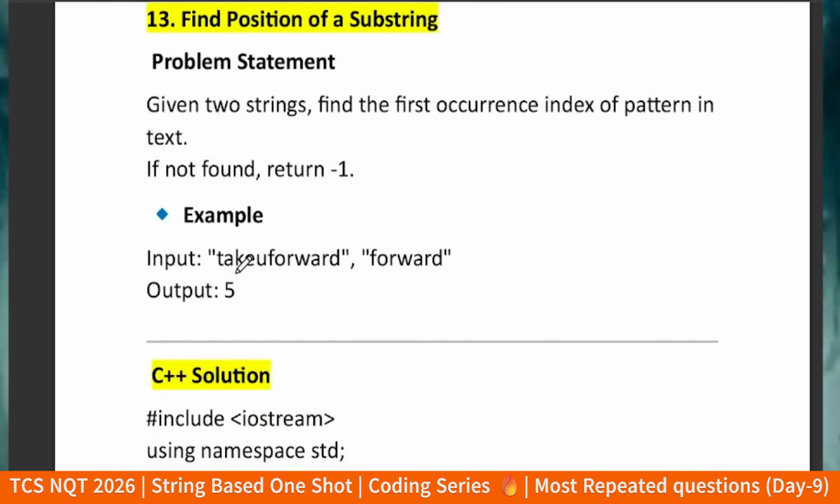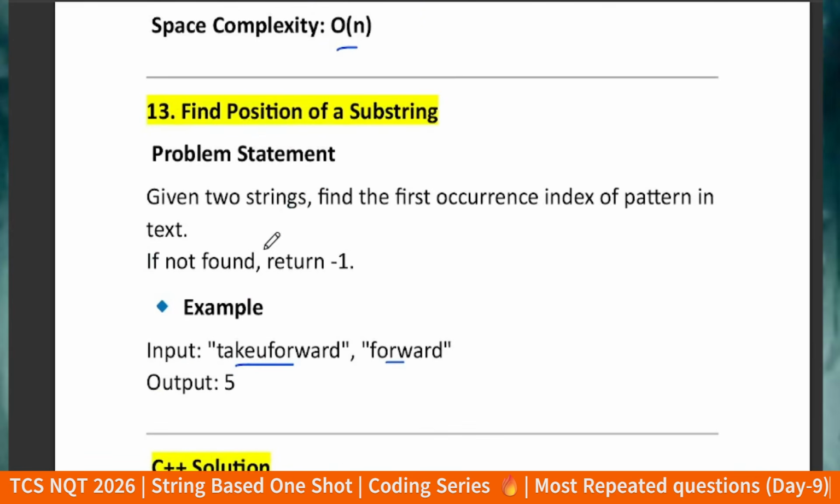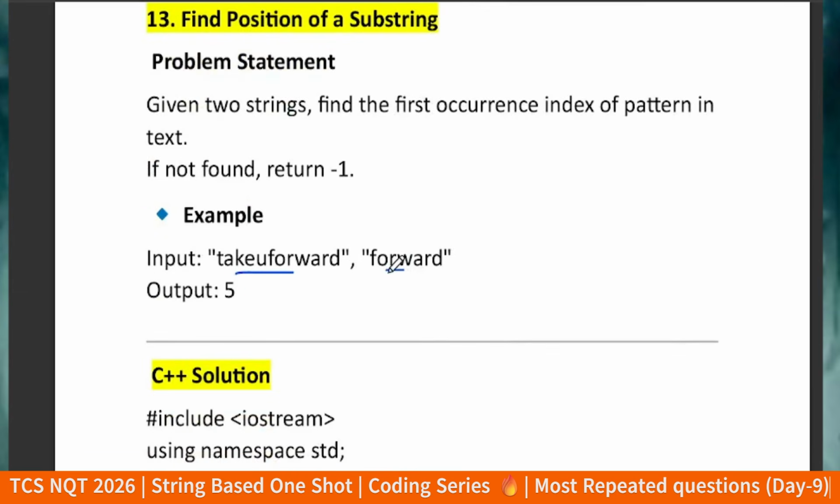Suppose this is the input, "take you forward" and "forward". So you have to count the first occurrence of that particular pattern in the text. For example, this is "forward", so you have to find where forward starts. You can say this is the string, so forward starts from here. So what will be the position? 0 1 2 3 4 5. So you will print 5. Simply, you have to tell where the second text starts in the first text. You have to just return that particular index only.